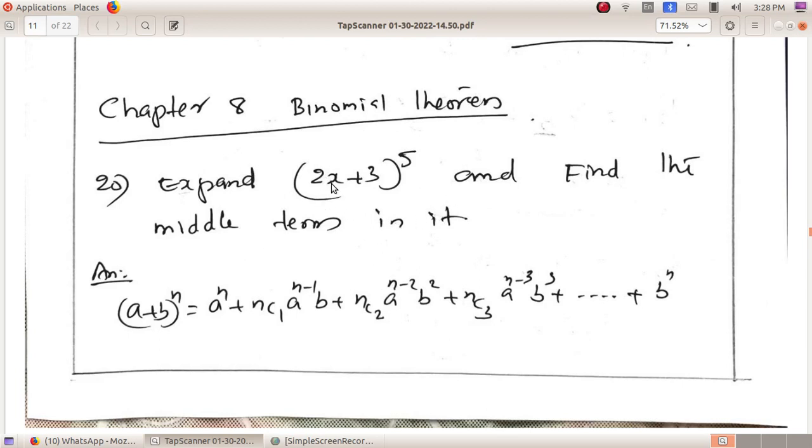Okay, using the binomial theorem. What is the binomial theorem? (a + b) raised to n is equal to a^n plus nC1 a^(n-1) b plus nC2 a^(n-2) b² plus nC3 a^(n-3) b³ plus etc. The last term is b^n.